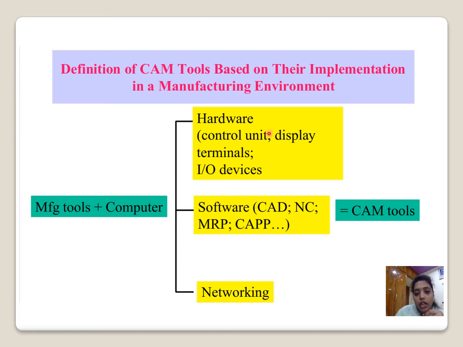In hardware, as I already told you, the control unit, display terminals, and input and output devices will come. And in the software, we upload this whole process into the CNC machine. How? There also we are using a computer and uploading it into the computer using that software, and after that, according to the software, it will run the object manufacturing.